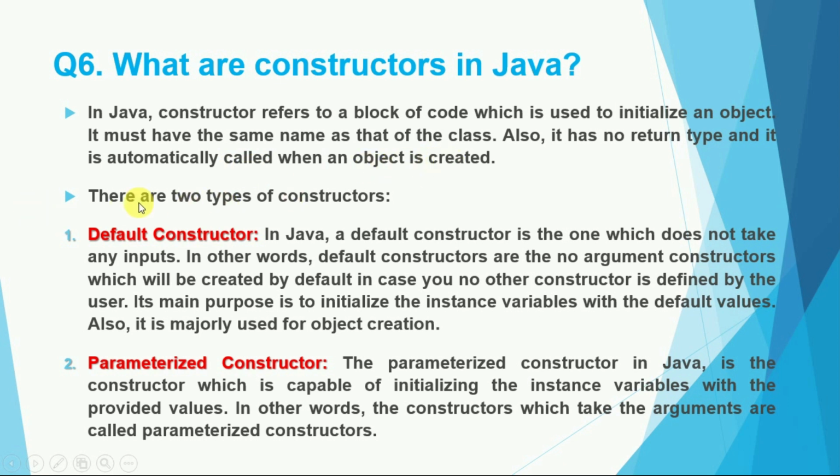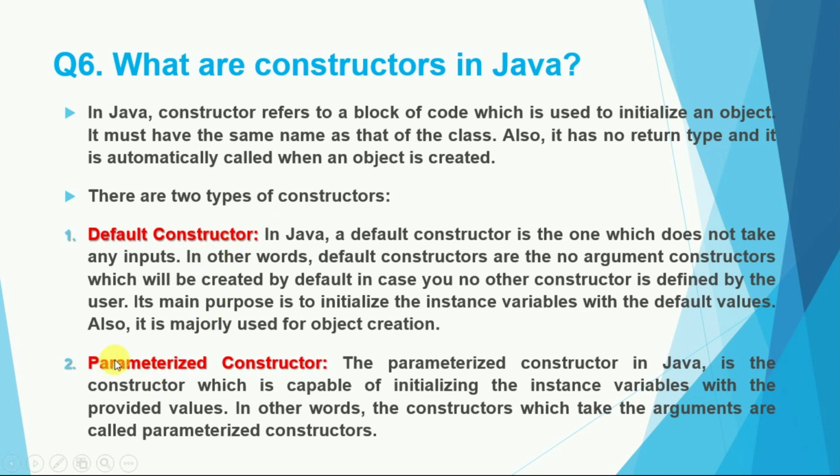There are basically two types of constructors. First is the default constructor and second is the parameterized constructor. The default constructor is a simple constructor which does not take any inputs. In other words, default constructors have no arguments or parameters, and are created by default in case no other constructor is defined by the user. Its main purpose is to initialize the instance variables with default values, and it is responsible for object creation.